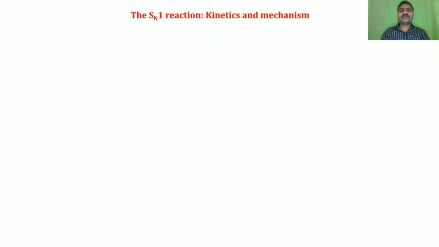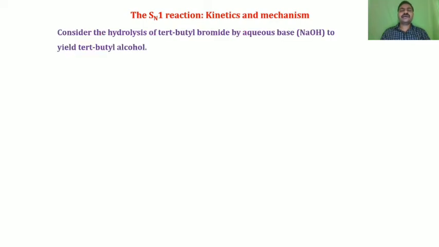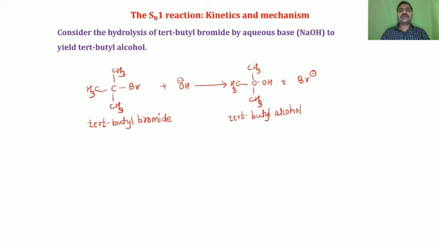Welcome students. Today in this video we are going to learn the SN1 reaction, their kinetics and mechanism. So consider the hydrolysis of tertiary butyl bromide by aqueous base, that is NaOH, to yield tertiary butyl alcohol. So this is the reaction. This is tertiary butyl bromide on reaction with NaOH. So this forms tertiary butyl alcohol.